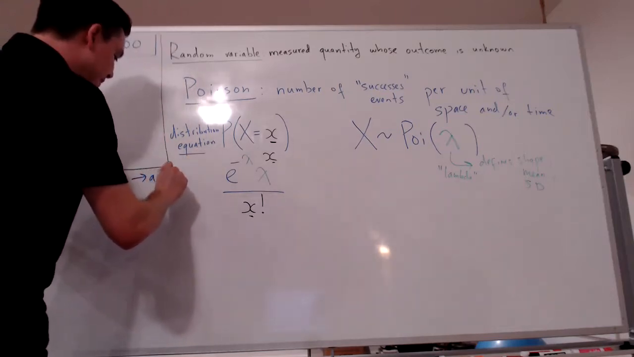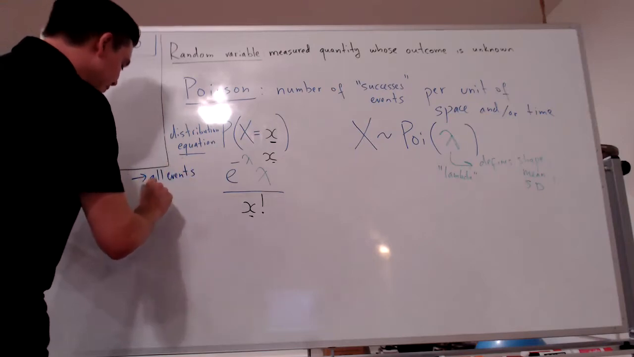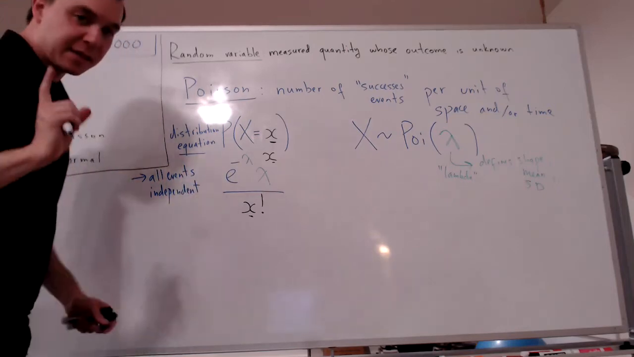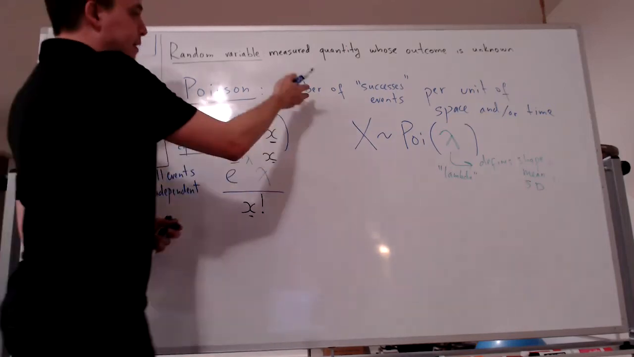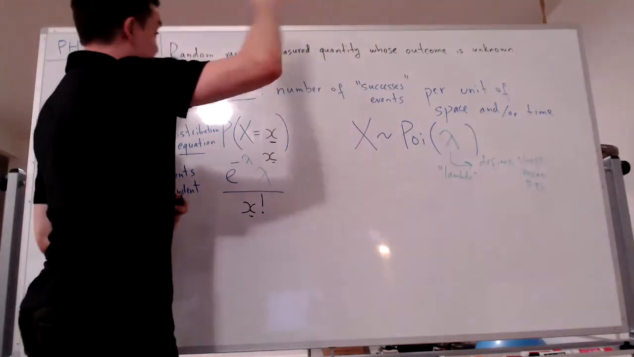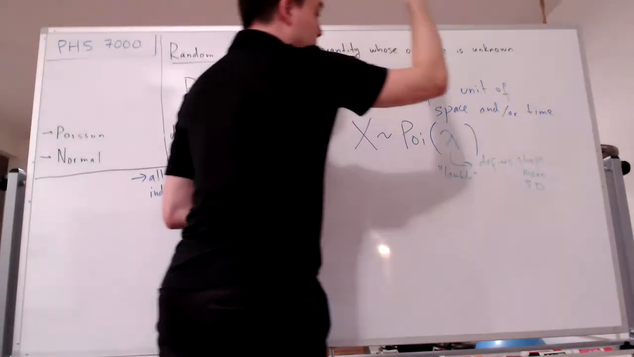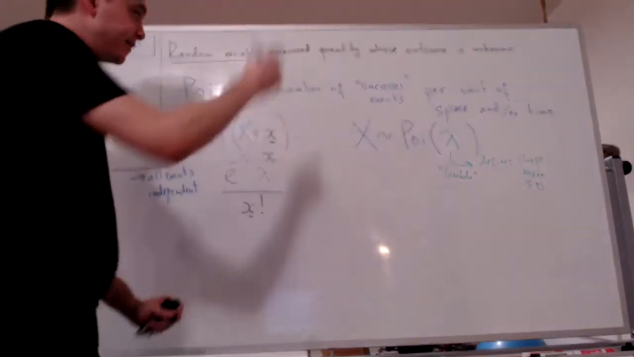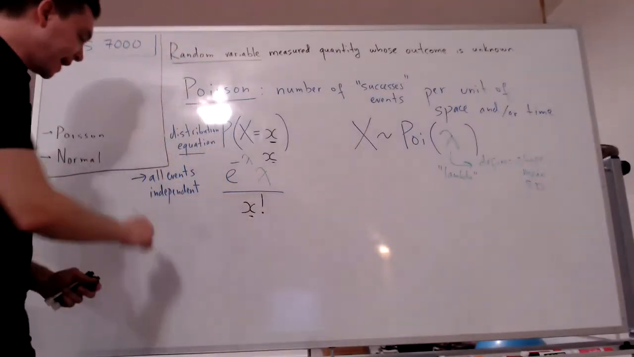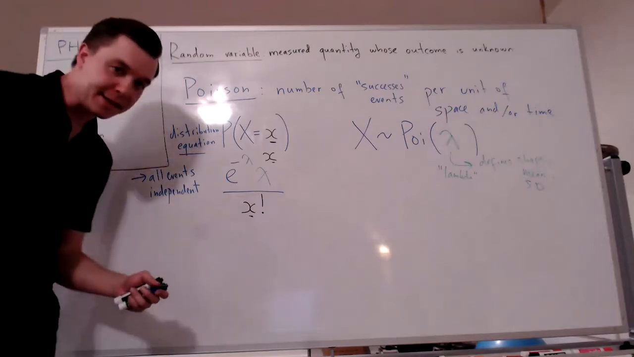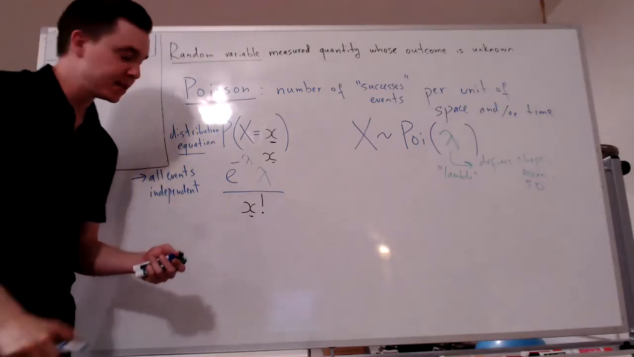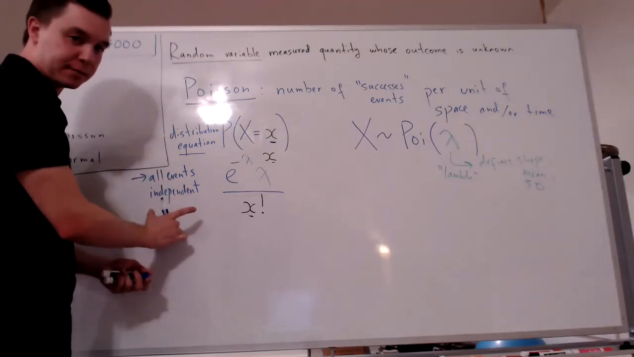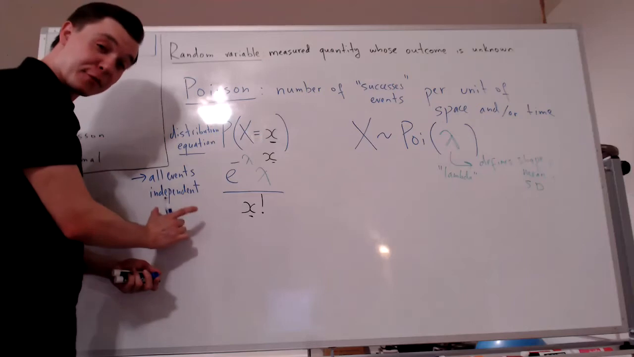All events are independent. So that's a big one, right? You can think of this being the number of COVID cases per county per day. All of the COVID cases are independent? I don't think so, right? Infectious diseases really violate this assumption. So I have to be very careful with my example.